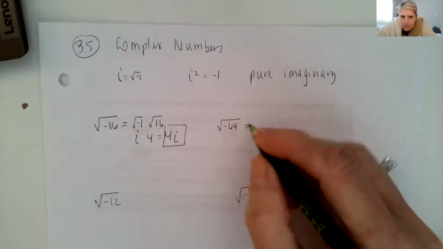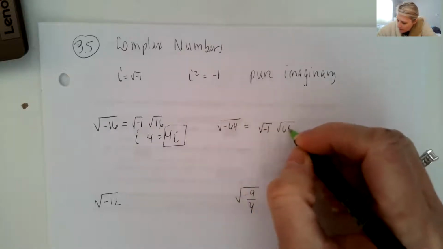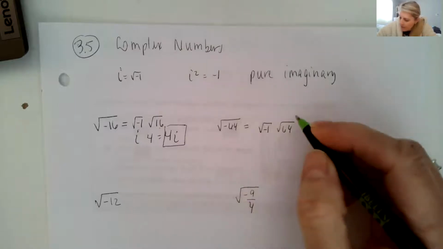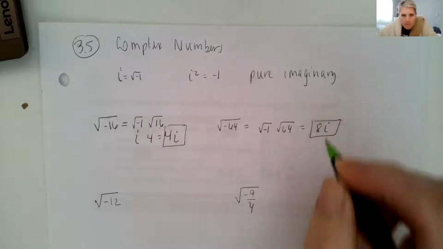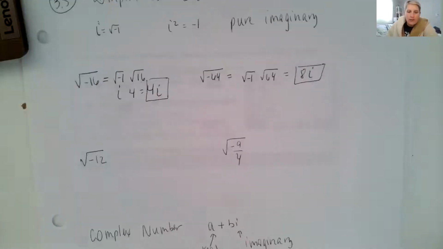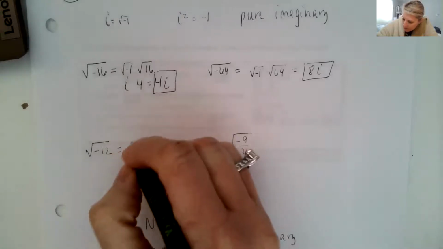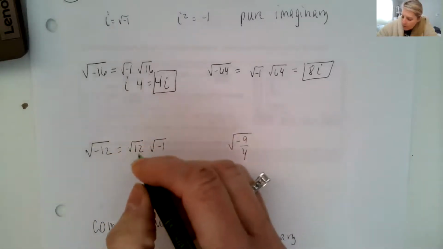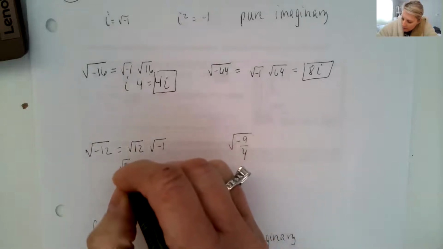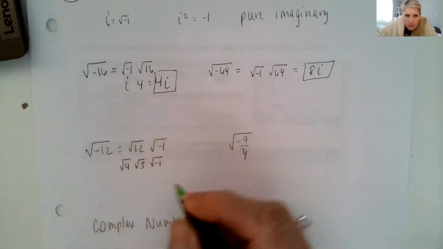Likewise, the square root of -64 we can break apart as well, and this becomes 8i. And this works for square roots that are not rational. So we can break this apart and say this is the square root of 12 times the square root of -1. And the square root of 12 is really the square root of 4 times the square root of 3 times the square root of -1.